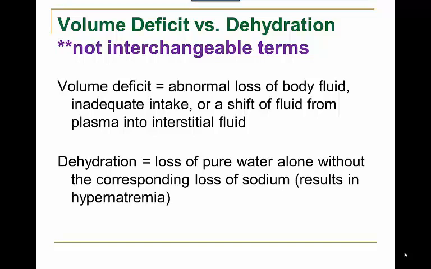Out of plasma into interstitial. That plasma, that intravascular space, remember back, I said it's that 5%, that's where the money is. That is our circulating volume. When we don't have sufficient circulating volume, we move into a volume deficit state.